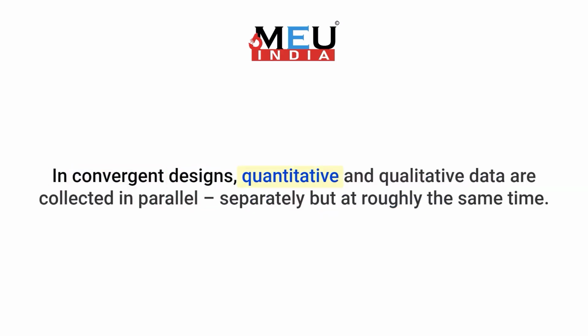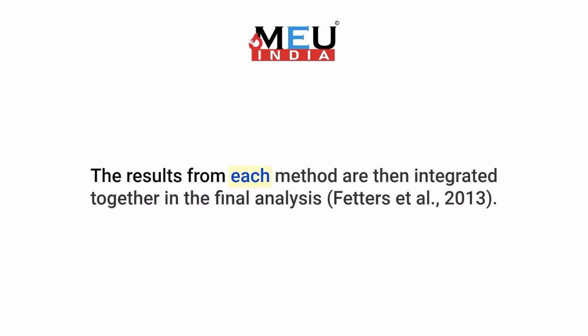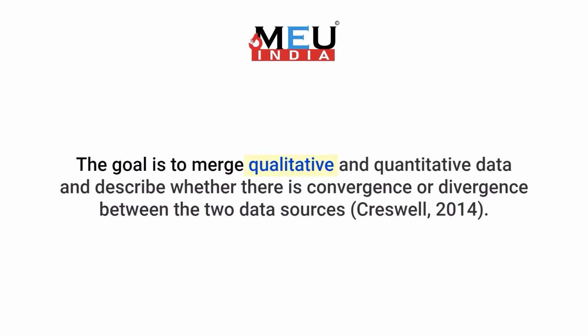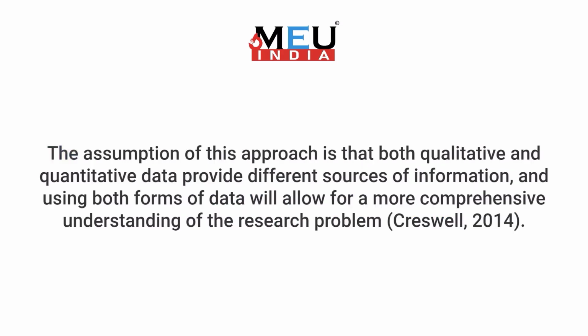In convergent designs, quantitative and qualitative data are collected in parallel, separately but at roughly the same time. The results from each method are then integrated together in the final analysis. The goal is to merge qualitative and quantitative data and describe whether there is convergence or divergence between the two data sources. The assumption of this approach is that both qualitative and quantitative data provide different sources of information, and using both forms of data will allow for a more comprehensive understanding of the research problem.